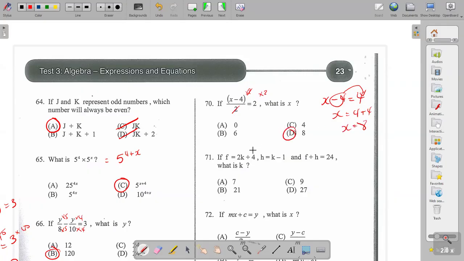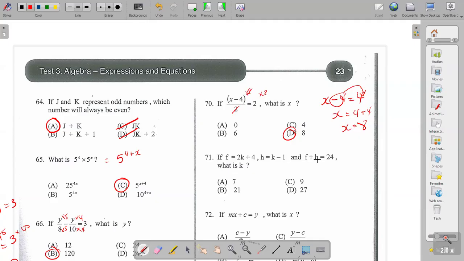All right. So here we have F is equal to 2K plus 4. H is equal to K minus 1, and F plus H is equal to 24. What is K? So we need to solve for K.